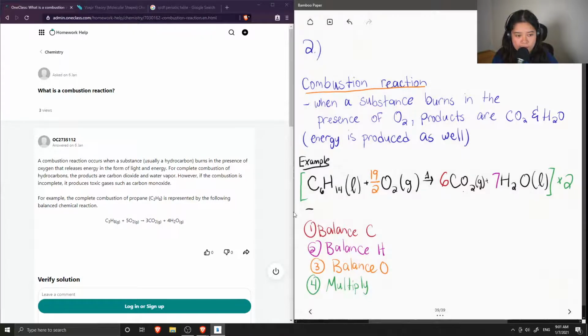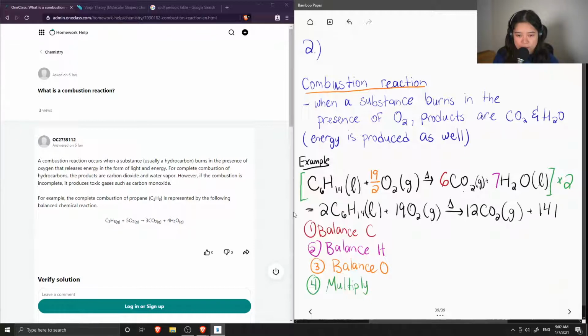And we are left with the following balanced equation, where 2 hexane plus 19 oxygen produces 12 carbon dioxide plus 14 H2O.